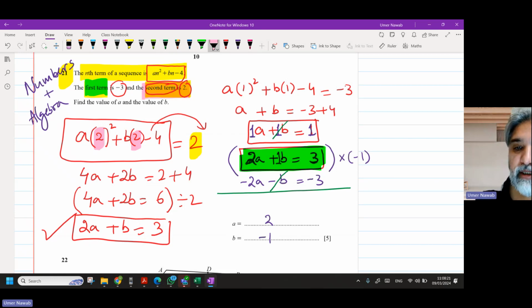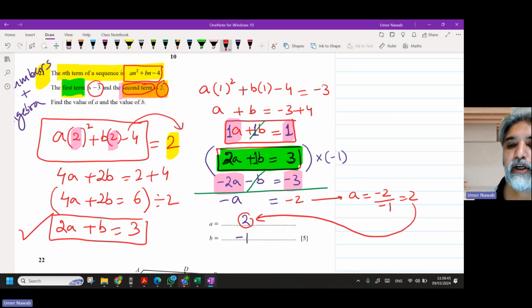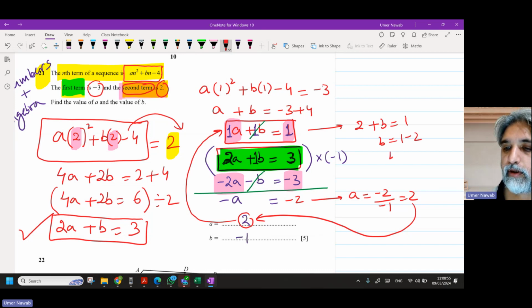What is 1a and minus 2a? 1a and minus 2a is minus a, is equal to, and what is 1 and minus 3? It is minus 2. Now a is equal to minus 2 divided by minus 1, and the answer is 2. Guys, did I get the answer 2? And now substitute this 2 into any of the equations. So I'm going to substitute this 2 into this equation. So 2 plus b is equal to 1. So b is equal to 1 minus 2, and b is equal to minus 1. So I got the second answer.